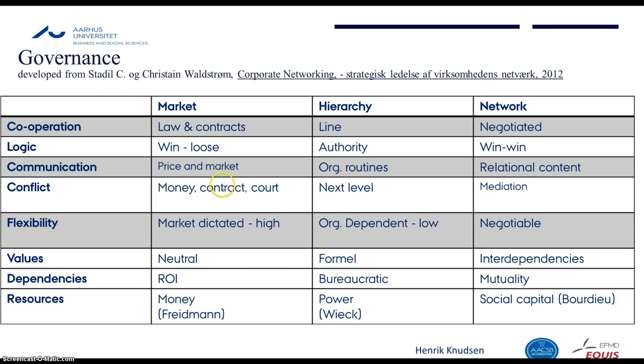According to the book by Stadil and Wallström, Corporate Networking, there are initially 3 different types of governance. We can have market governance, we can have governance with a hierarchy, and we can have governance with a network. So market governance is, in its raw form, complete laissez-faire. But of course we have some laws and contracts for the country, for businesses, for marketing, etc. But the market logic is win or lose. And what defines the market is the price and the market situation.